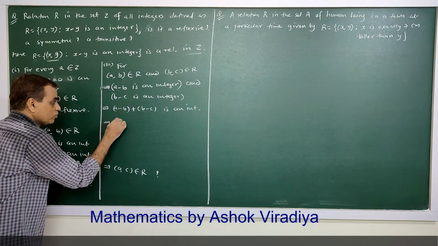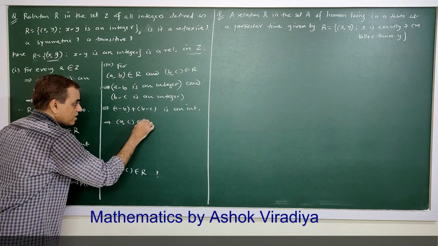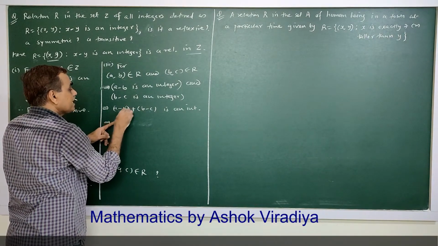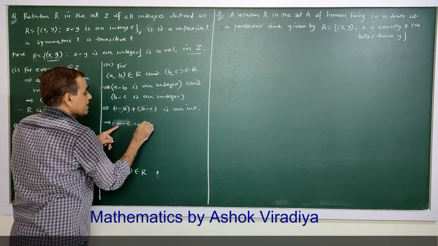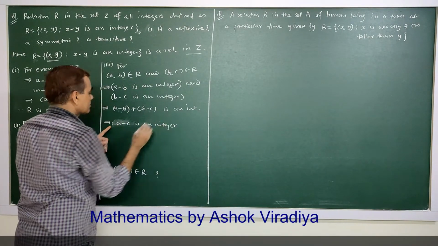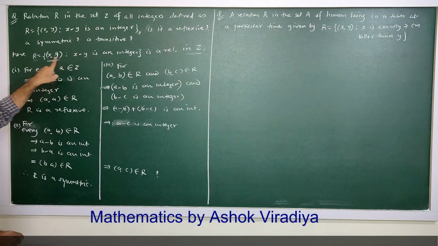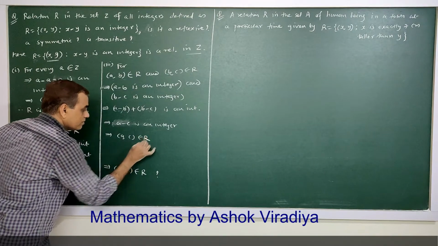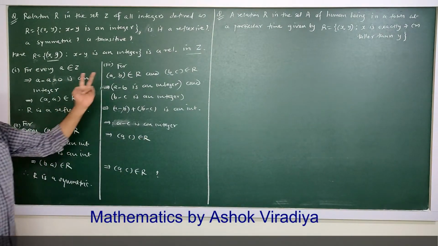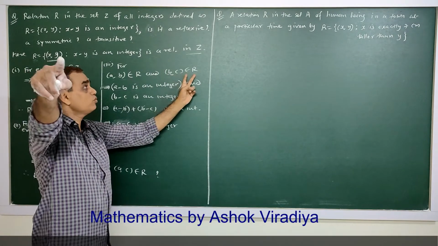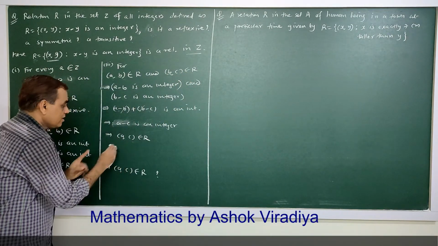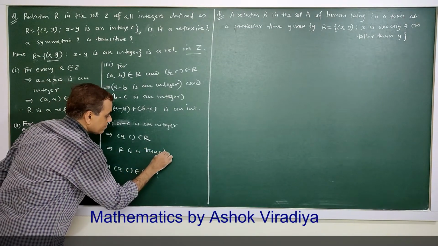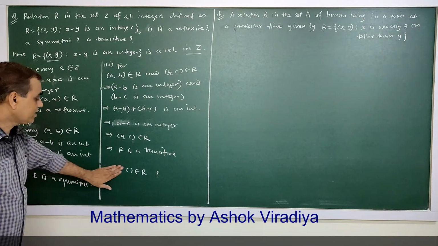That means what is proved? AC belongs to R. In A minus B plus B minus C, the B will be cancelled, so A minus C is an integer, and that means AC belongs to R. So this is proved. We began from AB belonging to R, BC belonging to R, and proved AC belonging to R. Therefore relation R is a transitive relation.